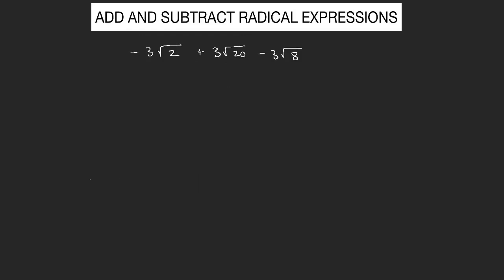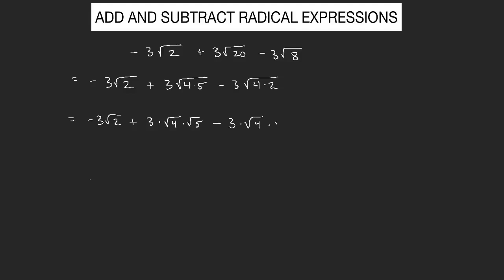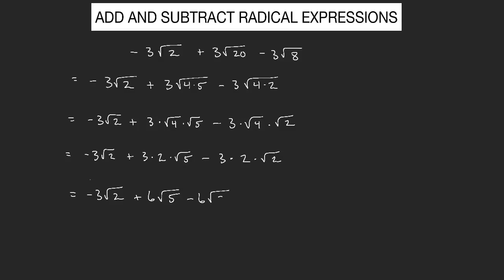Okay, negative 3 root 2 plus 3 root 20 minus 3 root 8. We're going to say this equals negative 3 times root 2 plus 3 times root 20, which we're going to say is 4 times 5, minus 3 root 8, which we're going to say is 4 times 2. So that gives us negative 3 root 2 plus 3 times root 4 times root 5 minus 3 times root 4 times root 2. This equals negative 3 root 2 plus 3 times 2 times root 5 minus 3 times 2 times root 2. This equals negative 3 times root 2 plus 6 times root 5 minus 6 times root 2.